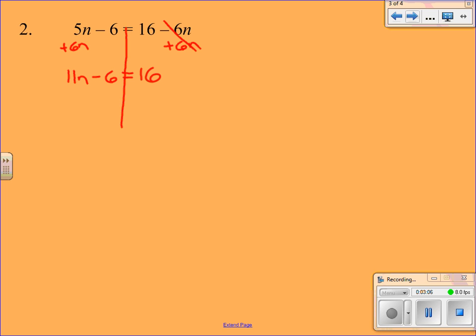Now we're back to a two-step equation. We're going to add 6 to both sides. Again, line up your work. Show that you're adding 6 on both sides. Bring down the 11n. 16 plus 6 is 22. Divide both sides by 11. And n is 2.